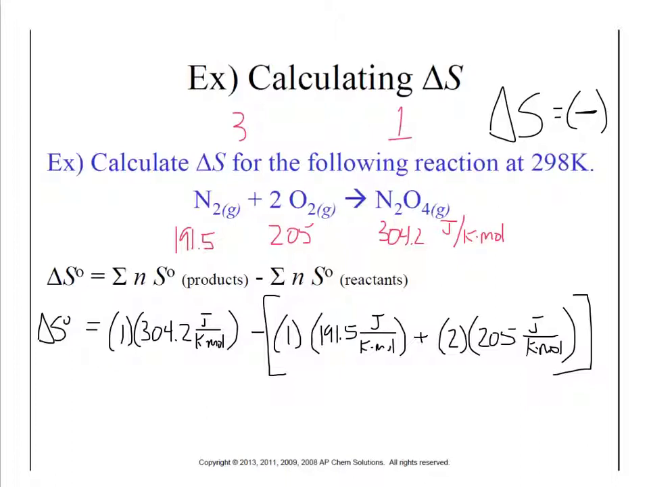So we take those numbers and we plug them in, keeping in mind that it is products minus reactants. So we've got our products first, then we subtract our reactants, and since there are 2 oxygens, it's 2 times 205. The change in entropy ends up being a negative, as we predicted, 297.3 joules per mole Kelvin.